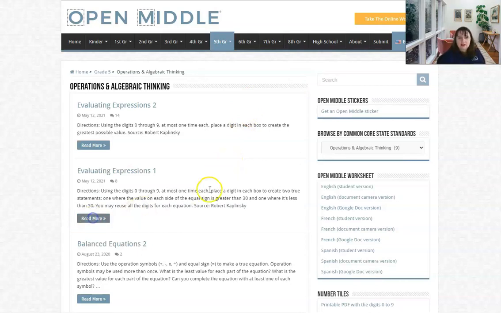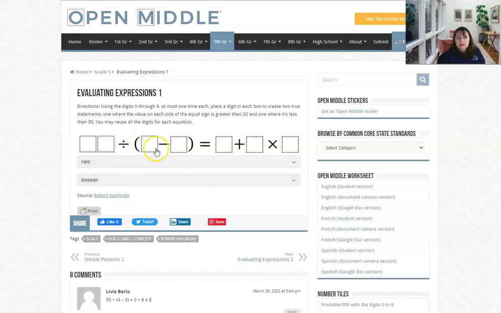I'm going to go back over to evaluating expressions. And you can see that they have these right here. You're using numbers, and it gives you directions: 0 to 9. You're going to use them at most once each time. So notice that they can only use the numbers 0 to 9 once. And they have to create this equation, which is balanced, so it means it has to equal the same thing on both sides. So there is 1, 2, 3, 4, 5, 6, 7 of them, so not all of the numbers are going to be used, and there's more than one answer. This is also a good challenge for them.